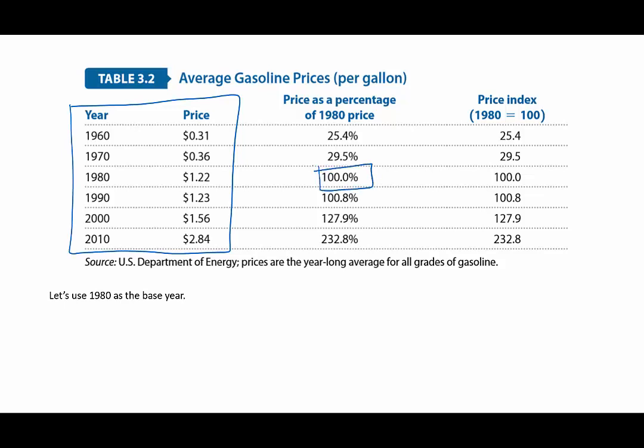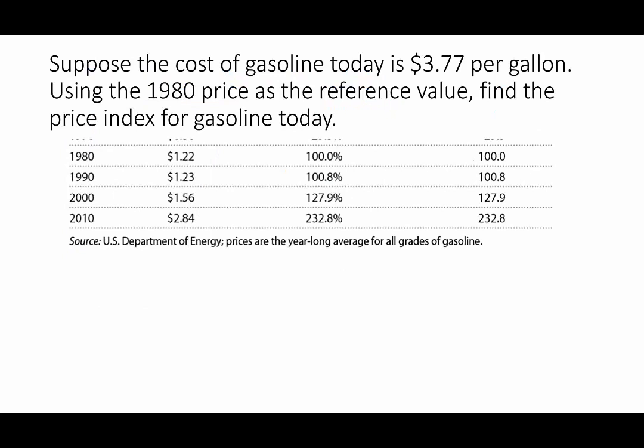And remember on that last slide, it said that you pick one to be the base, and then that's going to be 100%. So we use 1980 as 100%, or we say that it has a price index of 100. So you can either use the percent or the price index. They're basically the same thing. It's just the price index, you don't have the percent. And so what that allows us to do is now, once everything's in 1980 dollars, we can see how expensive things really are. For example, suppose the cost of gasoline today is $3.77 per gallon. Using the 1980 price as the reference value, find the price index for gasoline today.